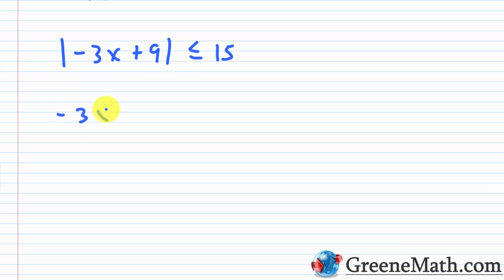So -3x plus 9 is less than or equal to 15. Then, okay, you've got -3x plus 9. Again, remove the absolute value bars, flip the sign, so it's a greater than or equal to, make this negative. So this is -15. And again, it's easier to just write this as a three-part inequality. Just makes it faster to solve.